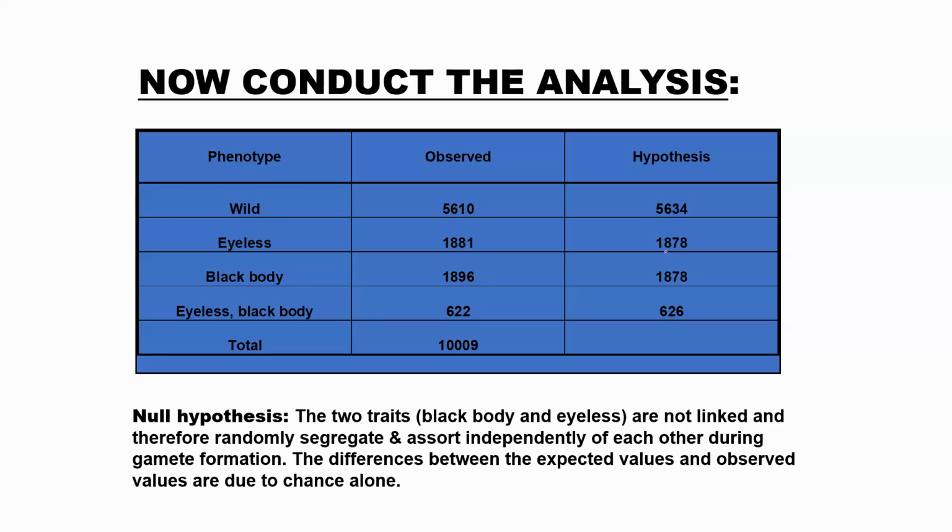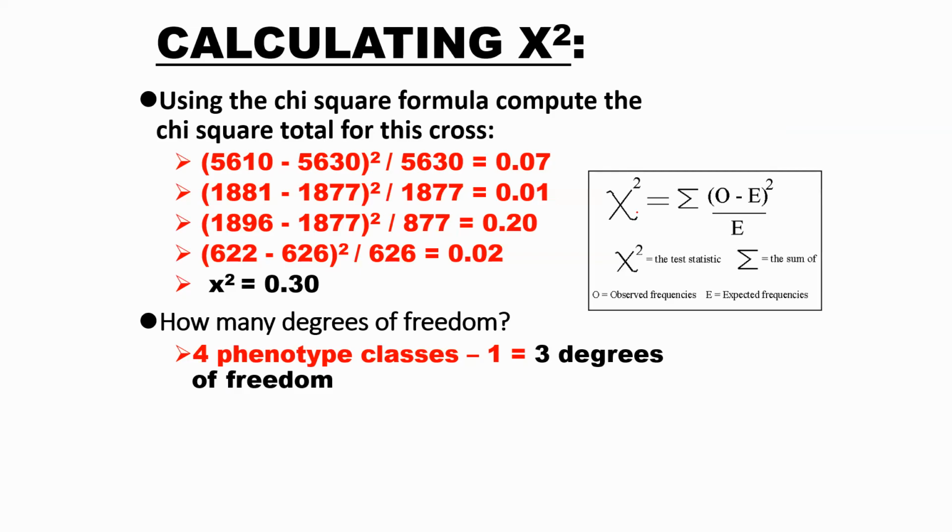So here we have it. This says hypothesis for some reason. Should say expected. Okay. So we got our observed, we got our expected. So of course now we run through the chi-square formula. We have observed minus expected squared divided by expected. And then that's how we come by the 0.07.